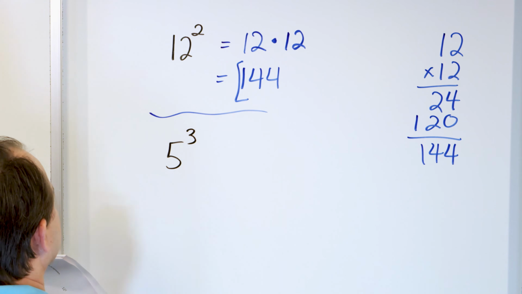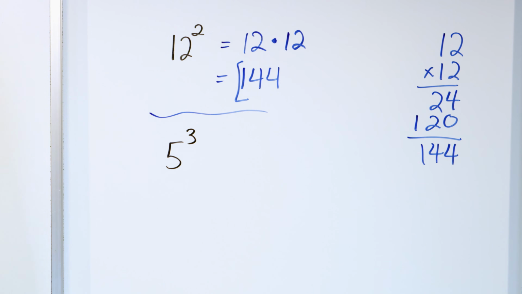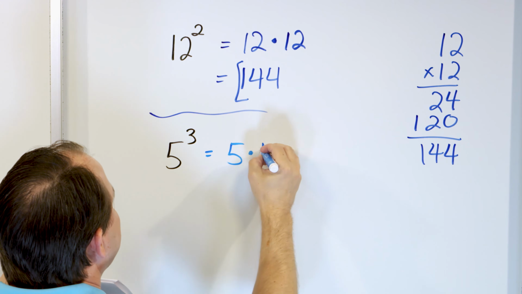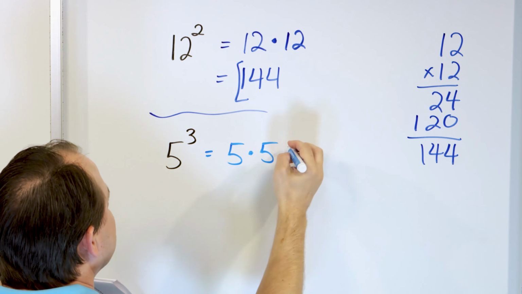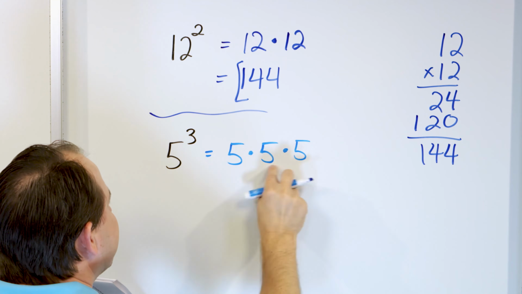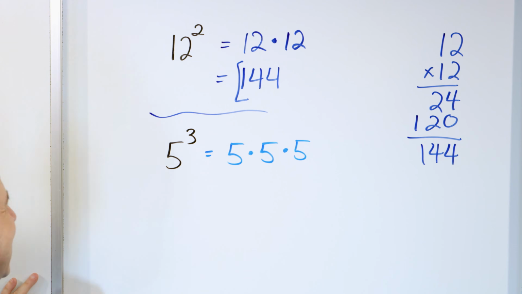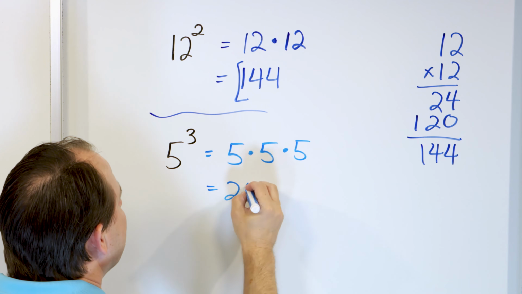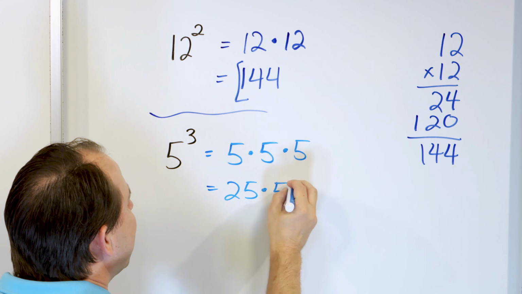All right, next, how about something a little larger? 5 to the power of 3. So we have to take this base, which is 5, and multiply it by itself. There's 5 times 5, that's 5 squared. But we have 1 more because it's actually 5 cubed. Now we have to calculate this, so we go left to right. 5 times 5 here is 25, but we still have to multiply by this final 5.